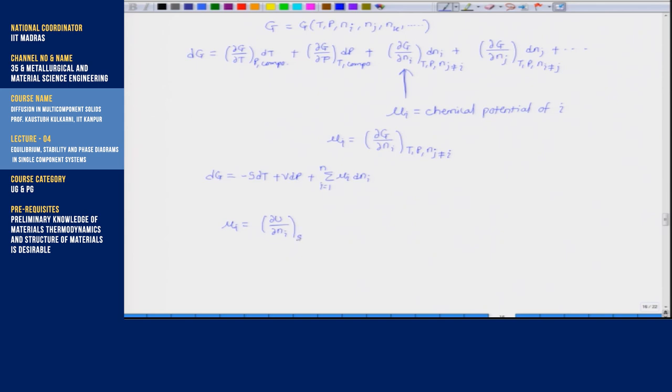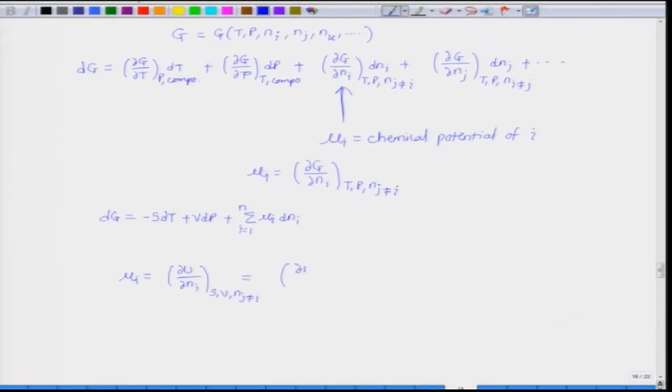So at constant entropy, volume and Nj not equal to i, or it can also be equally defined as change in Helmholtz free energy, and A is a function of T and V, dou A by dou Ni at constant T, V and Nj not equal to i, or change in enthalpy H, which is a function of S and P. So, at constant S, P and Nj not equal to i.